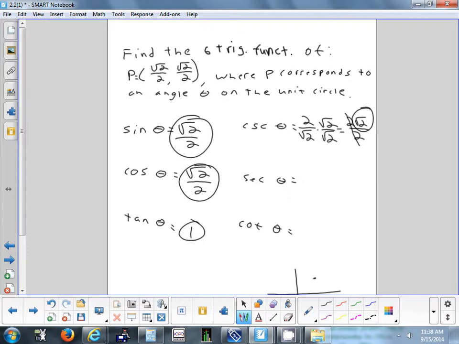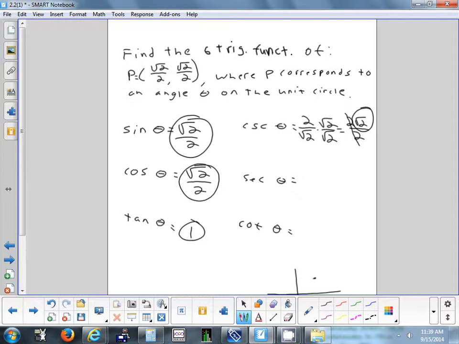We get just the square root of 2. Now that we have the cosecant, the secant should be really quick to find. Josh, what's the secant here? I didn't get the secant or the cotangent on those ones. What do you do to get the secant? Do you remember?